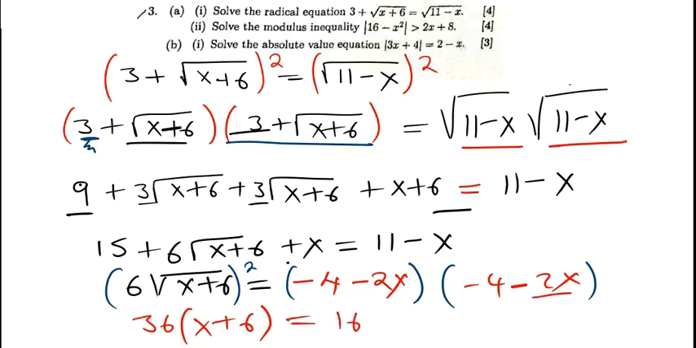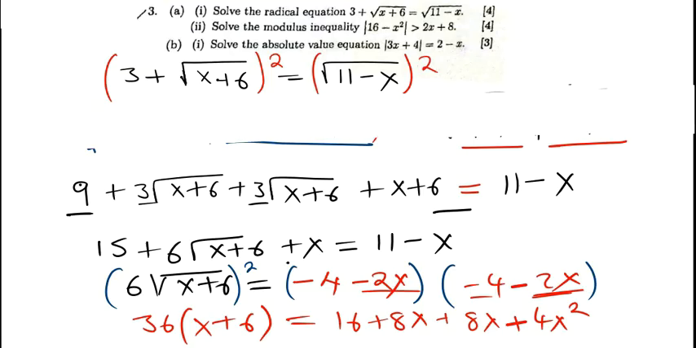Negative 4 by minus 2x is plus 8x, right? And then again negative 2x by negative 4 is positive 8x, and then negative 2x by negative 2x is positive 4x squared. Okay, quite interesting, right?